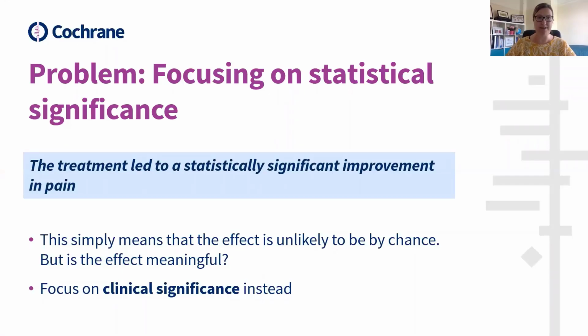Another problem we see quite frequently is when people tend to focus on the statistical significance of a result. This is a very common sentence that we would see: the treatment led to a statistically significant improvement in pain. But when you say something is statistically significant, all you're actually saying is that this result is unlikely to be by chance. It doesn't actually tell you anything about whether this improvement in pain was clinically significant, or how significant this improvement was to the patient. So we're really trying to get people to stop focusing on statistical significance and instead focus on clinical significance, i.e. how significant or important is this difference to the patient.